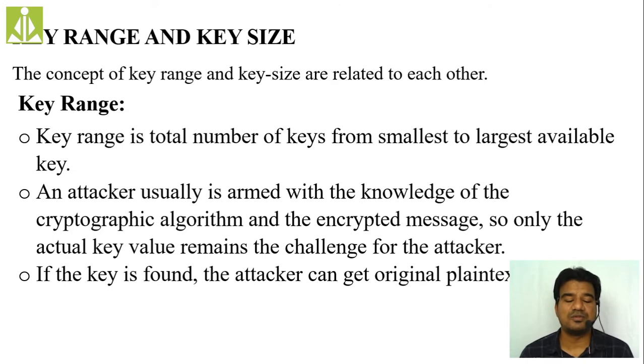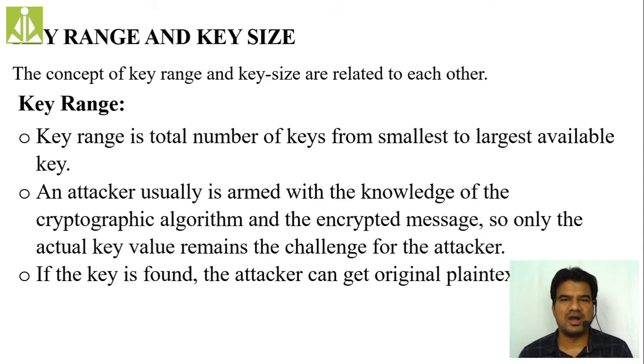So here, if you read the second statement, an attacker usually is armed with the knowledge of the cryptographic algorithm and the encrypted message. Encrypted message is nothing but your ciphertext only. So only the actual key value remains the challenge for the attacker, isn't it? He wants to gain the knowledge about the key, and that is a challenge to him. If the key is found, the attacker can get the original message. Original message is nothing but your plain text only.